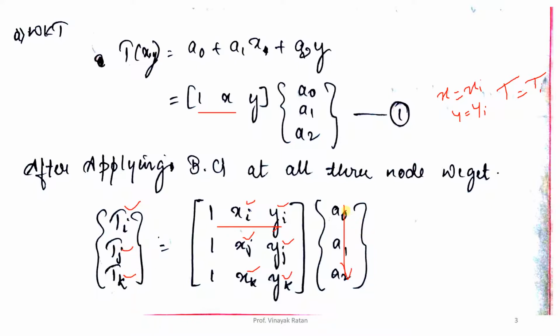Now what you are supposed to find out, what we did in the derivations once we have written this, we took this on the other side, and it became the inverse of the matrix. Same way here, once we substitute the values of xi till yk, we'll take this on the other side as the inverse of the matrix. Then we'll find out the generalized coordinates a0, a1 and a2, the same way we did in the derivation.